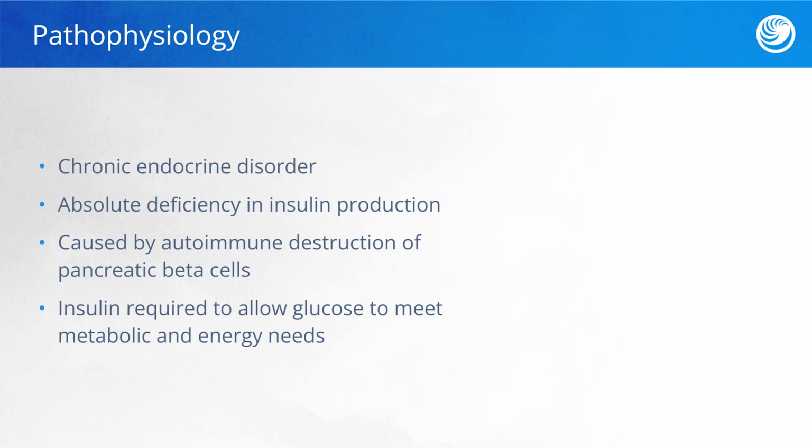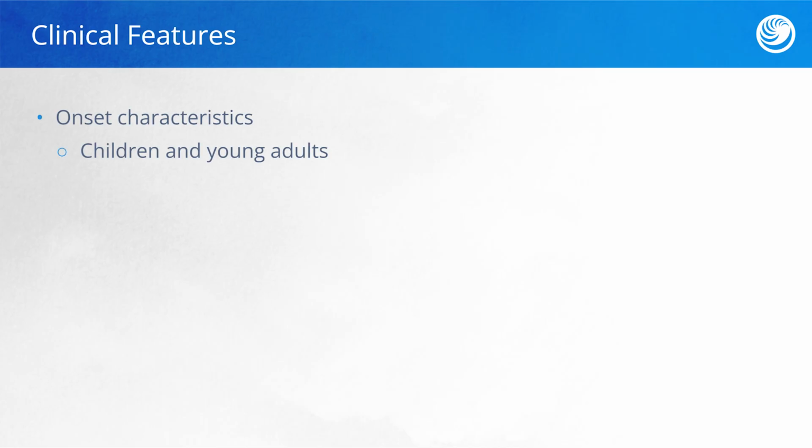Think of our cell as a house. Think of insulin as a key, and it's going to open the door to the cells in our body to let glucose come in. So when we don't have insulin, we're truly not feeding our cells. What are the clinical features of a patient with diabetes mellitus type 1? So there's an onset of characteristics, and usually you'll see this in children or young adults.